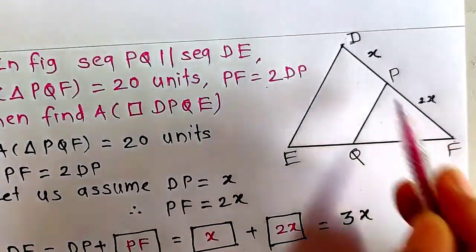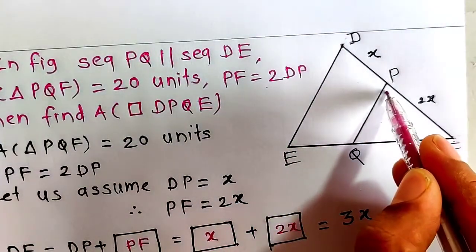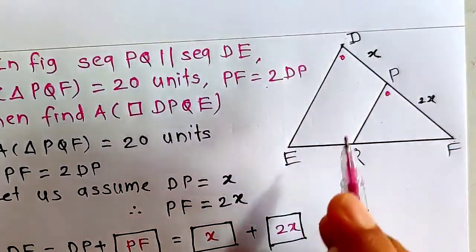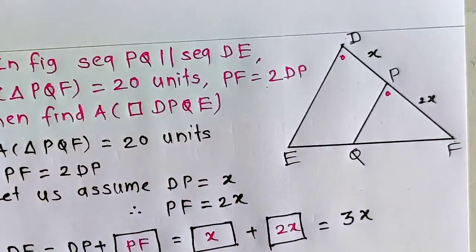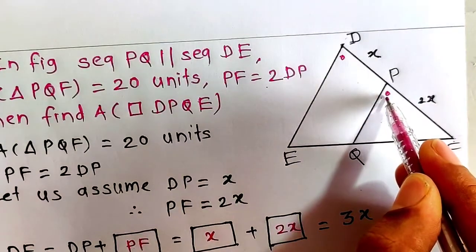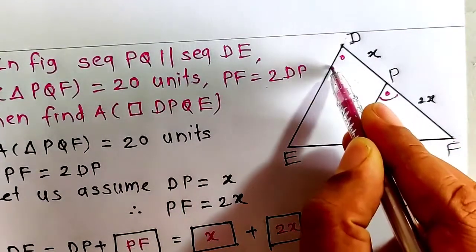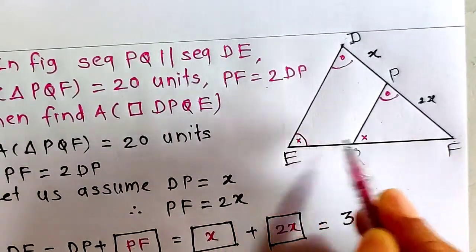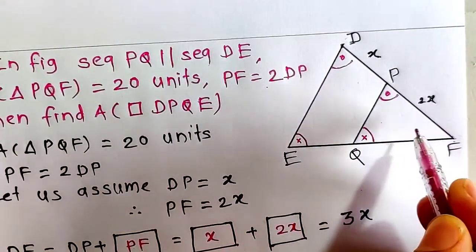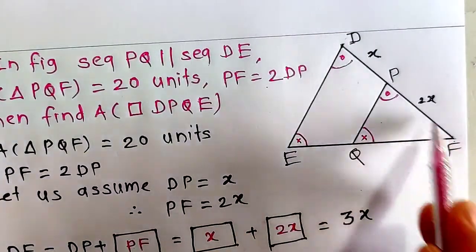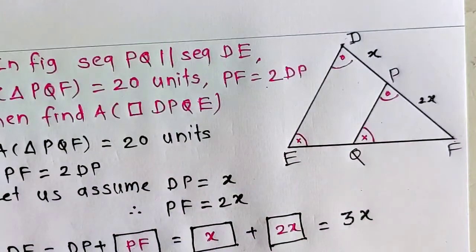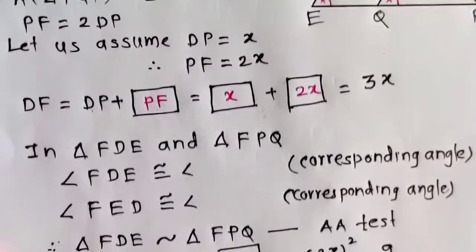FPQ and FDE. Here this is one of the pairs, because PQ is parallel to DE and this is the transversal, so this is one pair of corresponding angles, and this is the second pair of corresponding angles. Therefore, by the AA test, triangle FDE and triangle FPQ are similar. So we have to write that here.